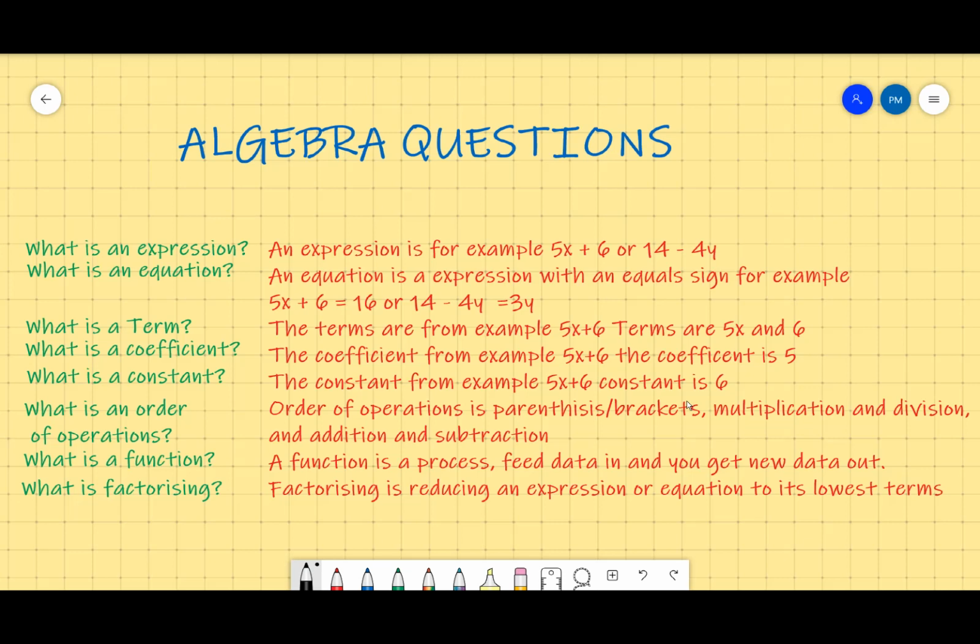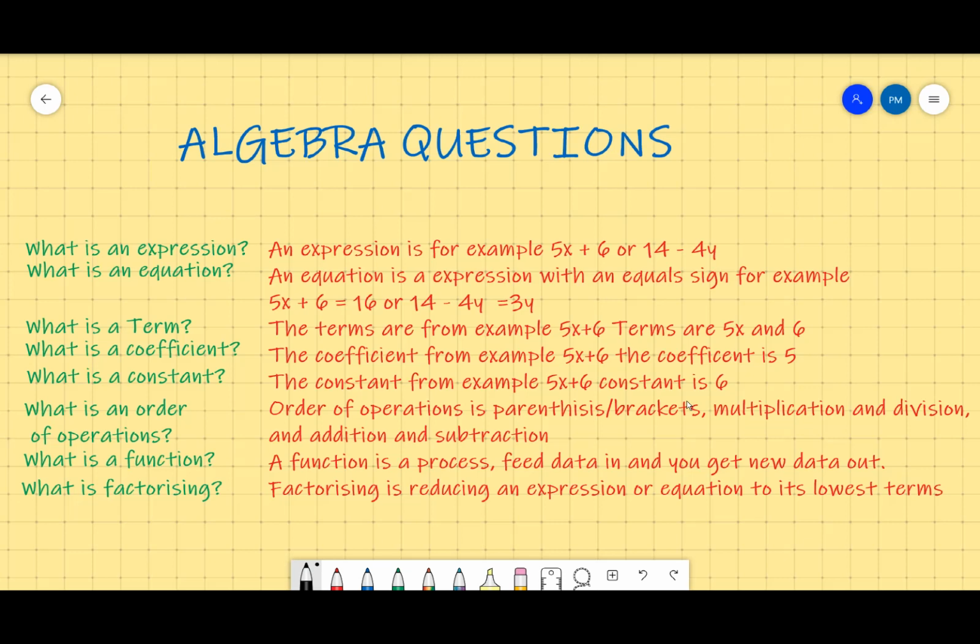Algebra isn't difficult. We tend to make it difficult because we panic. And if we know the answers to all these questions, you will not panic and you will get good marks. It's as simple as that. So let's have a look.